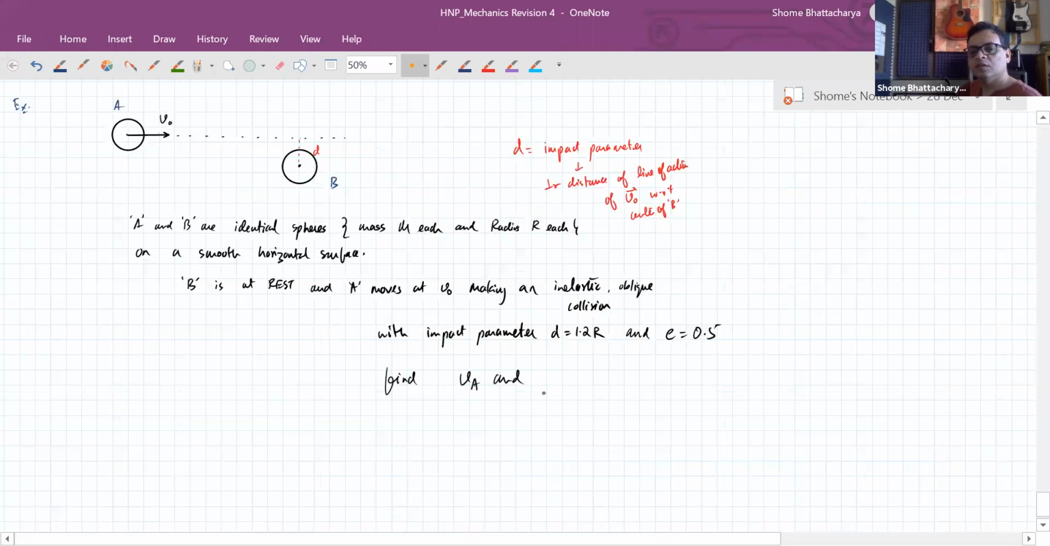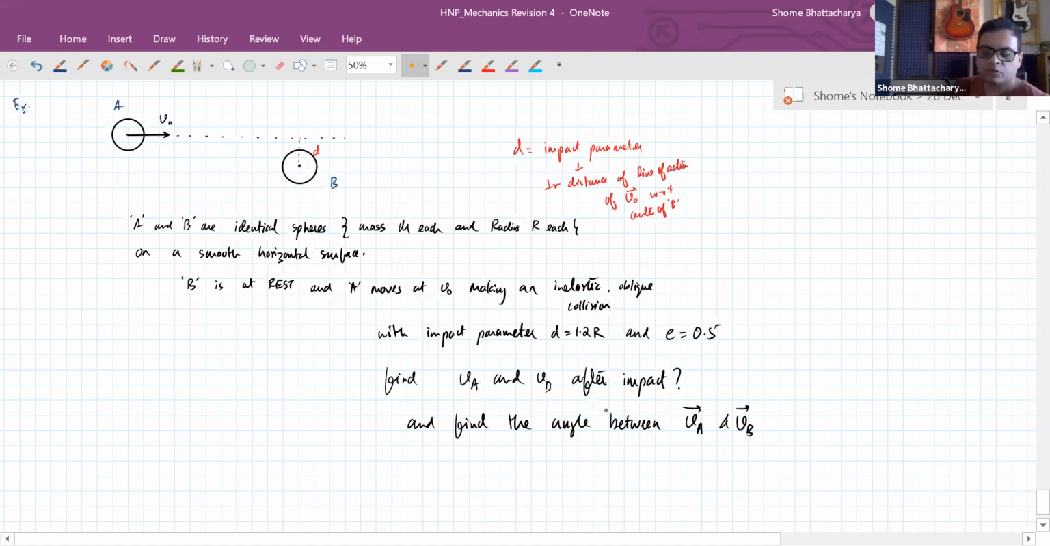So find VA and VB after impact, and also find the angle between the vectors VA and VB. That is the divergence angle between the separation velocities. They separate out diagonally like this, and that angle is what we have to calculate in the second part. So just work this out carefully. You will have to make a diagram and understand what the geometry looks like at the time of impact, and what angle the line of impact makes with V naught. You'll have to work that out from the impact parameter given.